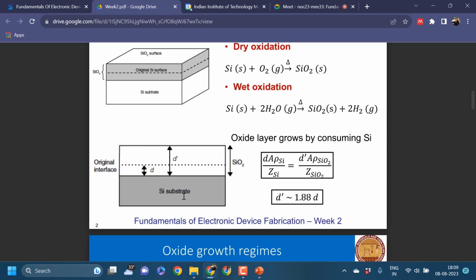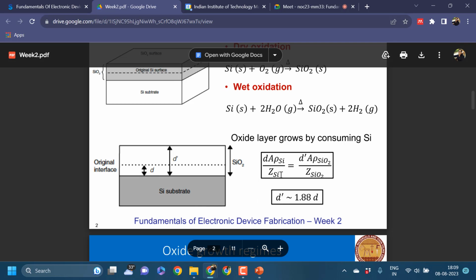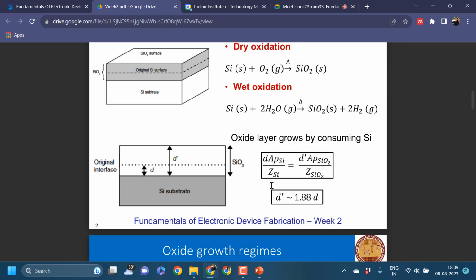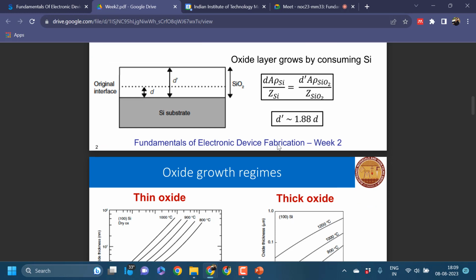Here it is done using silicon itself, which is why we are able to cancel. In other cases, there is a question in your assignment where different materials are deposited and you are asked to find the thickness of the grown layer. In that case, instead of cancelling, you will have to substitute the value for each of these. I hope that's clear for wet oxidation and dry oxidation.